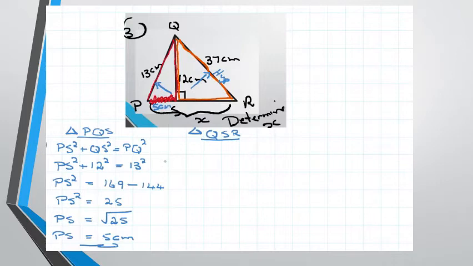So therefore, I'm going to say by Pythagoras that QS square plus SR square must then be equal to the hypotenuse, namely QR square. QS, substitute, is 12 square.